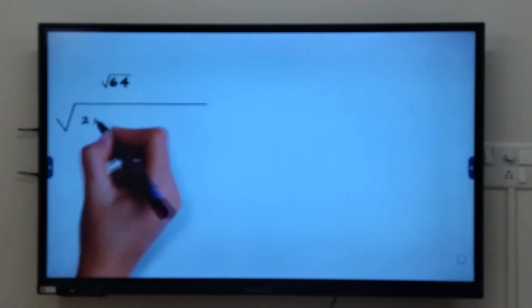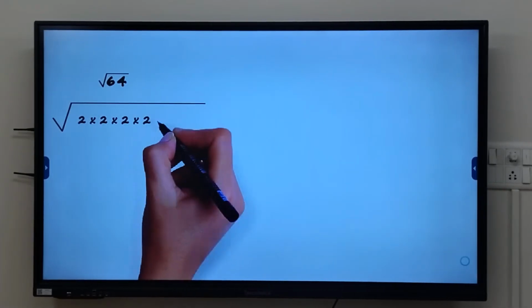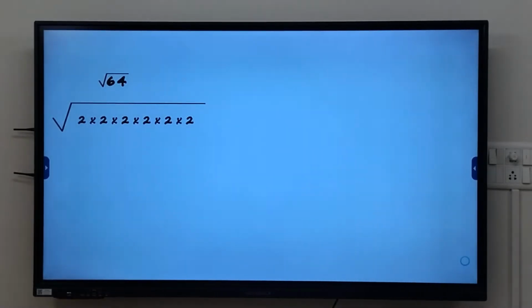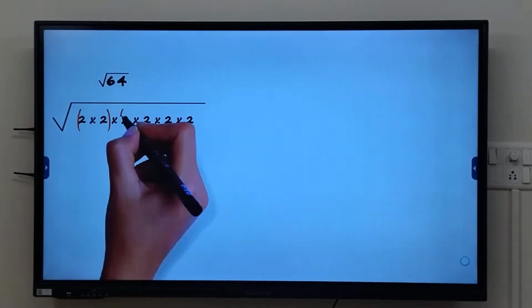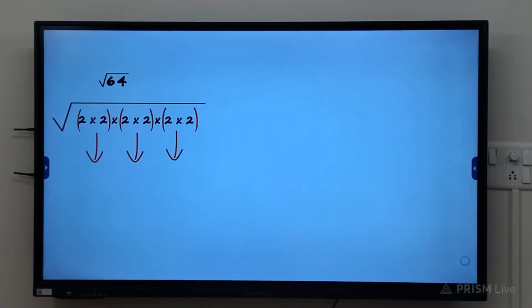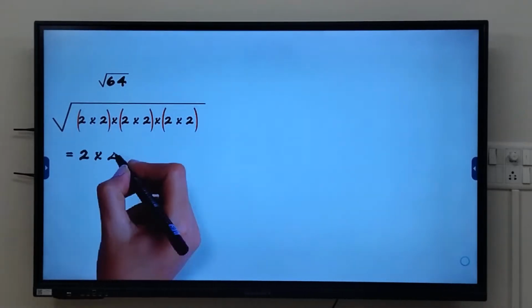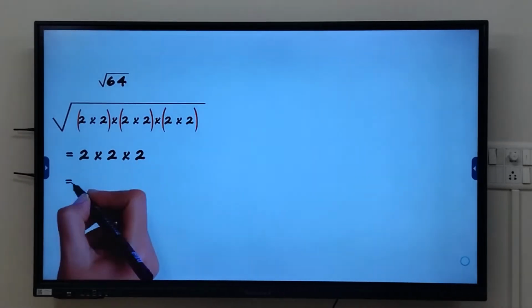We write 64 in terms of its prime factors. We write it as square root of 2 times 2 times 2 times 2 times 2 times 2. 6 2's under the square root. To find the square root, we just make groups of 2 same numbers and choose one from each group. In this case, we can make 3 groups like this. We choose one number from each group and remove the square root sign. Hence it will equal 2 times 2 times 2, which equals 8.